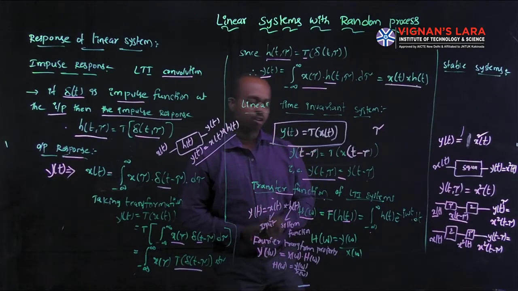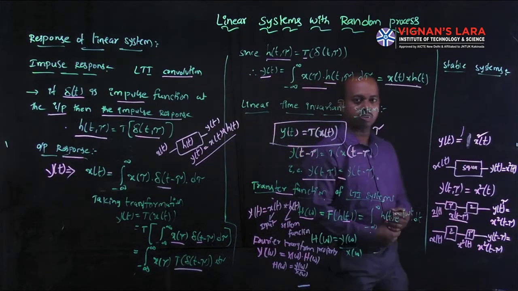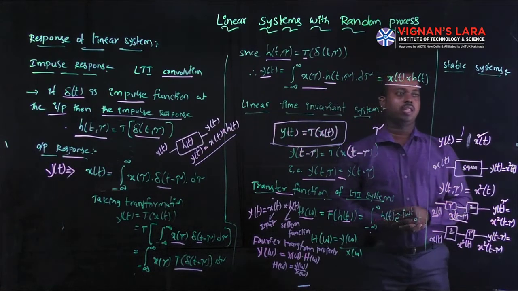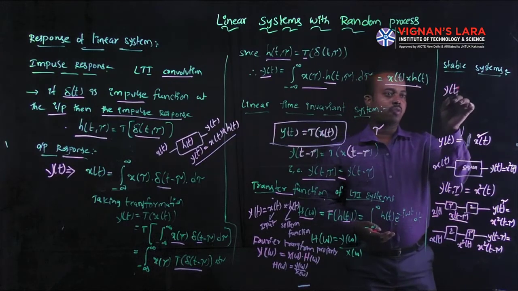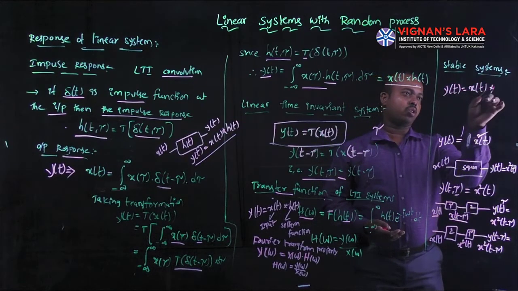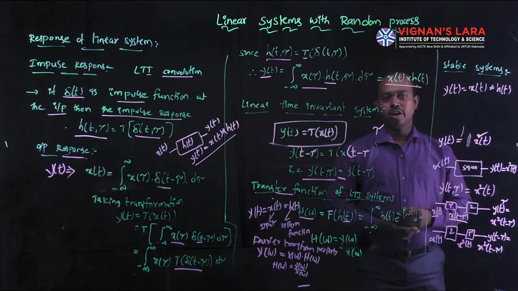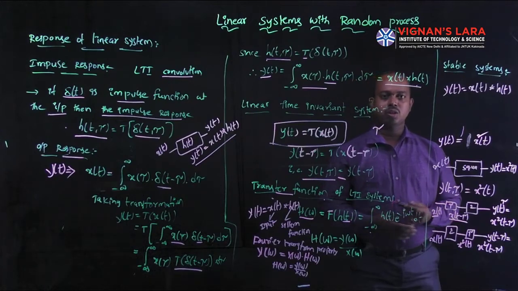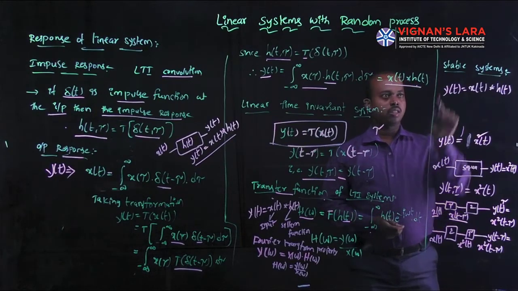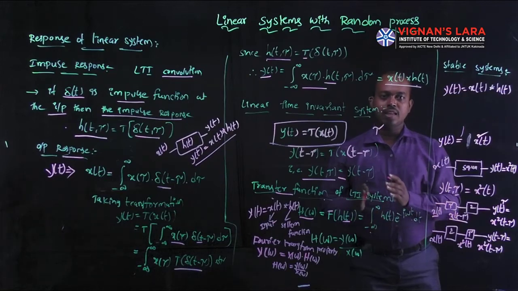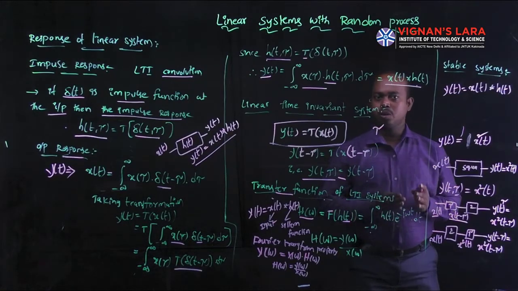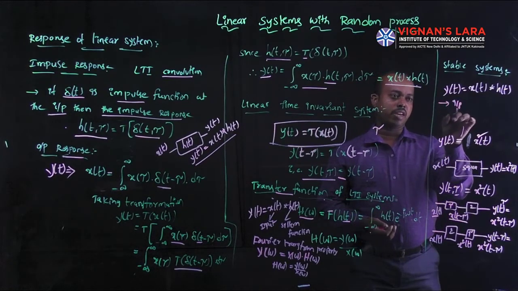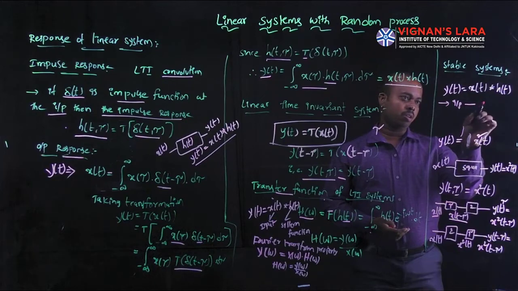Now coming to the next topic, stable systems. Any system response can be found using the convolution, that is y of t is equal to x of t convolved with h of t. By using this property, we can say whether the system is stable or unstable. You can simply remember that a stable system is defined as one where a bounded input gives a bounded response. Bounded means finite. If the input is finite, the response is also finite.